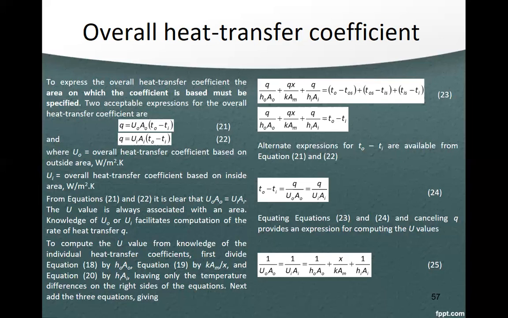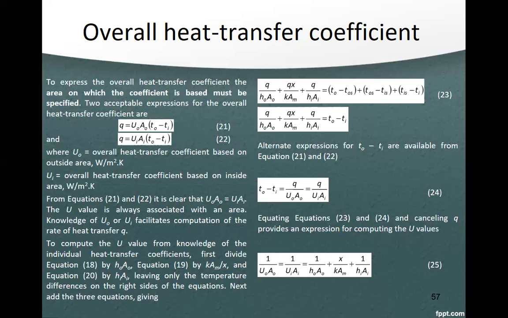Next, add the equation giving Q over h_o A_o, plus Qx over k A_m, plus Q over h_i A_i, is equal to T_o minus T_os, plus T_os minus T_is, plus T_is minus T_i, or equal to T_o minus T_i. So, alternate expressions for T_o minus T_i are available from equations 21 and 22. So, T_o minus T_i is equal to Q over U_o A_o, is equal to Q over U_i A_i.